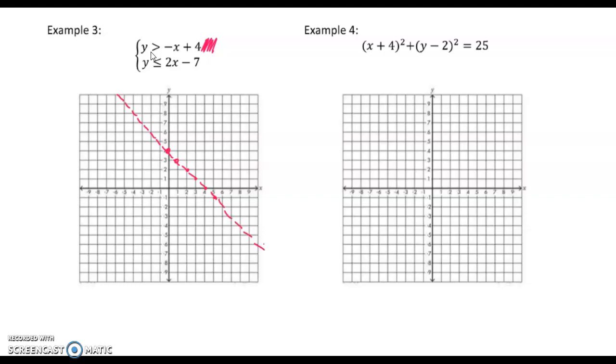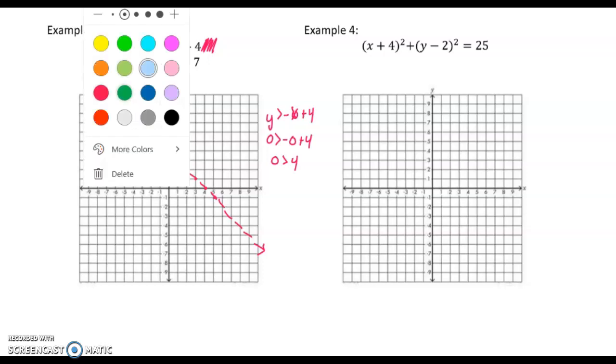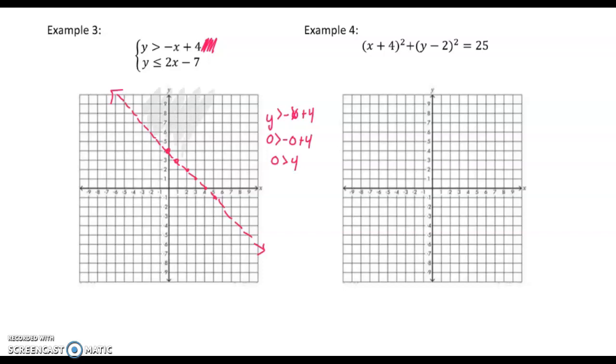And I typically use colored pencils for the shading part so you can see where they overlap. So I'm going to pick a point not on the line to test. I like to use 0, 0 when possible because it's just easier to do the math. So 0 is greater than -0 plus 4. So that's 0 is greater than 4. That's not true. So that tells me to go ahead and shade on the opposite side of the line. So I'm going to shade over here.